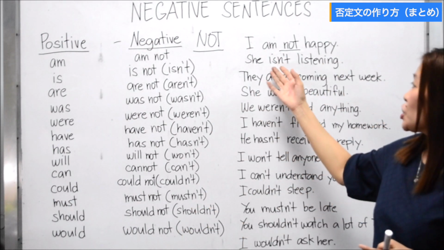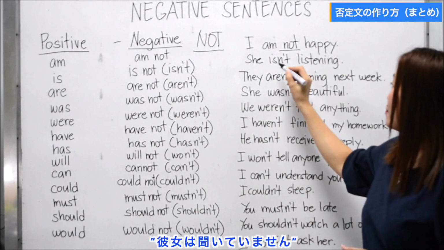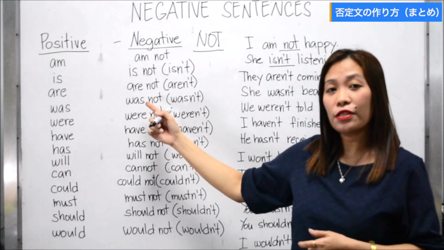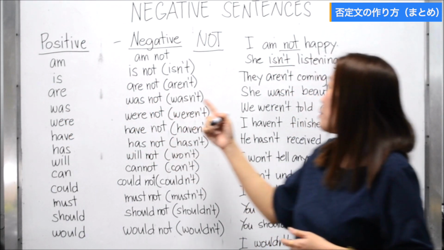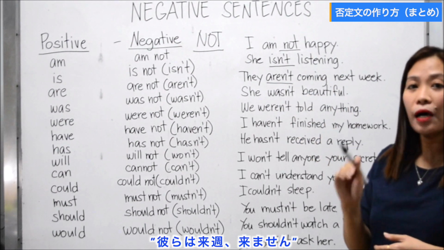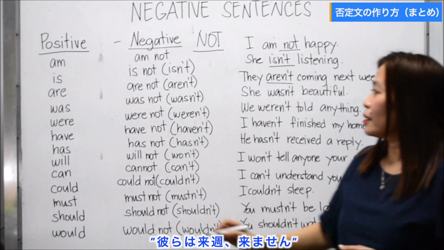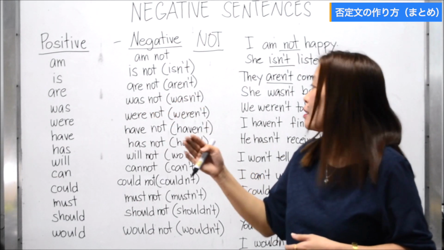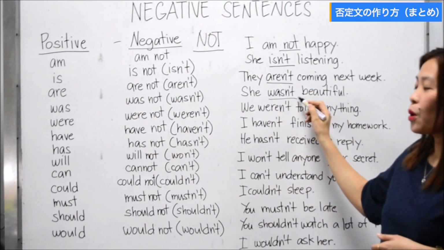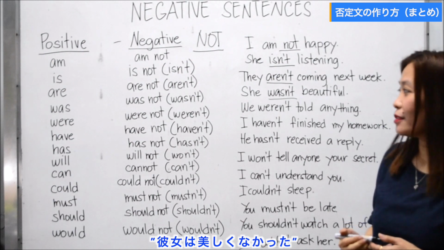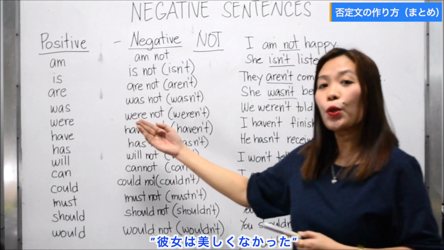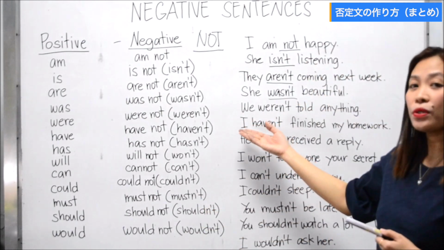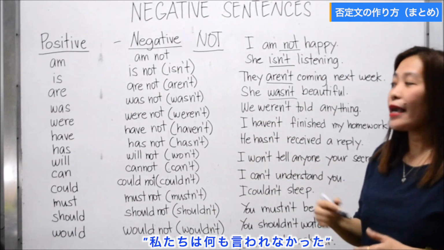Example, she isn't listening. Next, we have are not or aren't. Example, they aren't coming next week. Was not or wasn't. For example, she wasn't beautiful. Were not or weren't in a short form. For example, we weren't told anything.